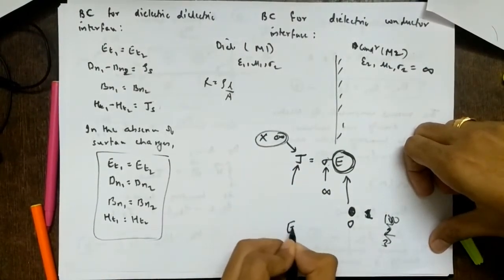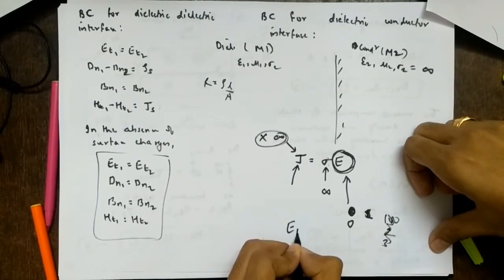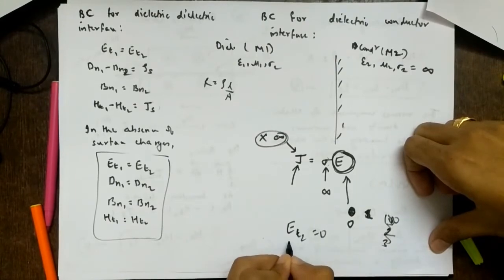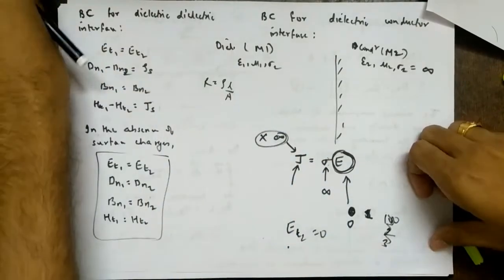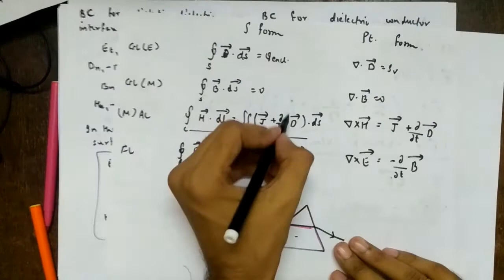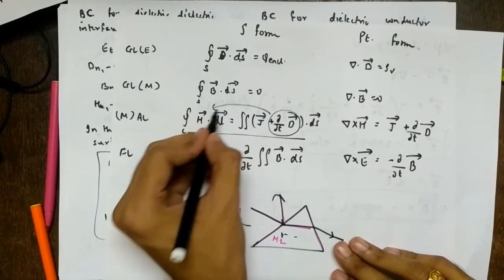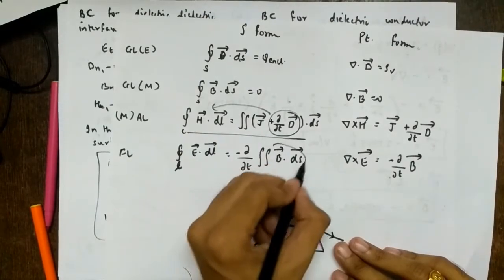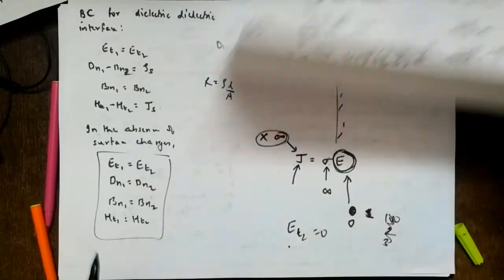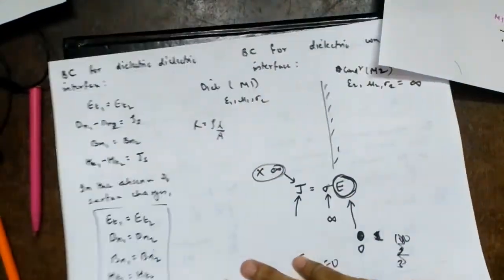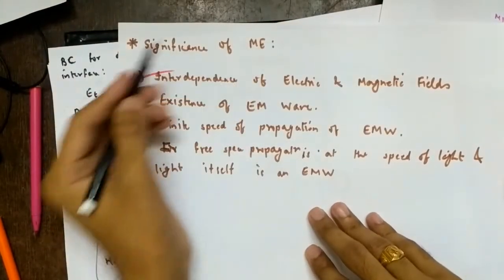So what is the electric field in medium 2? Let's say the tangential component, it is 0, right? And we have seen from Maxwell's equations, if this term goes to 0, for electric field, there cannot be magnetic field also. If there is no magnetic field, there cannot be electric field. Otherwise we can see there is interdependence of electric and magnetic field. That is the significance of Maxwell's equations, right?